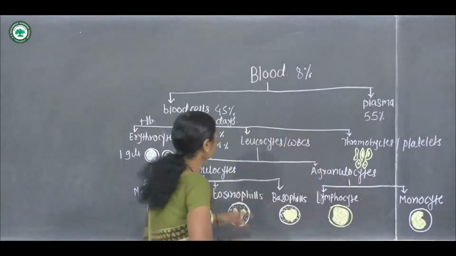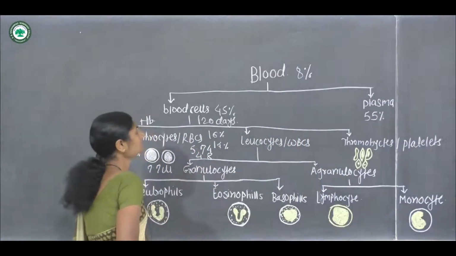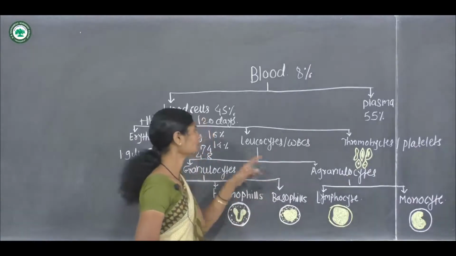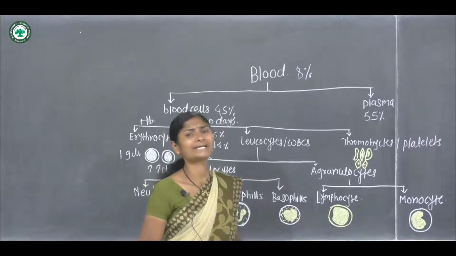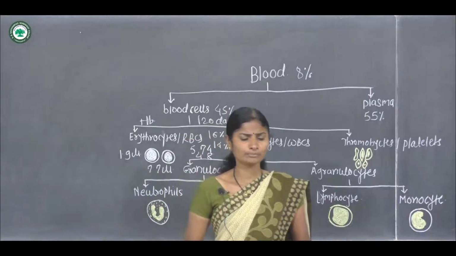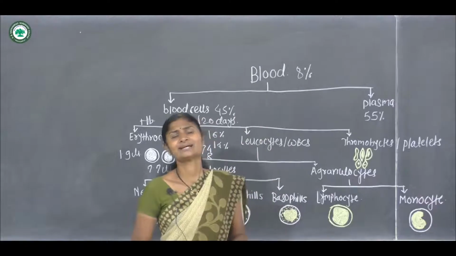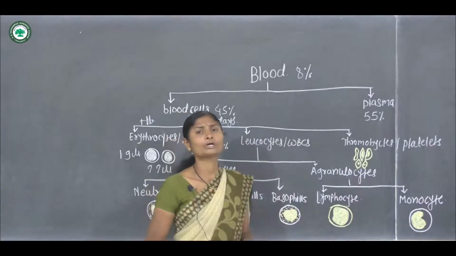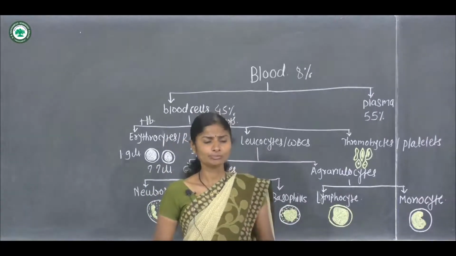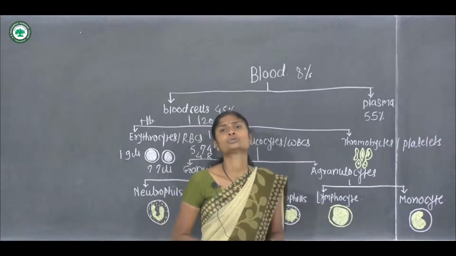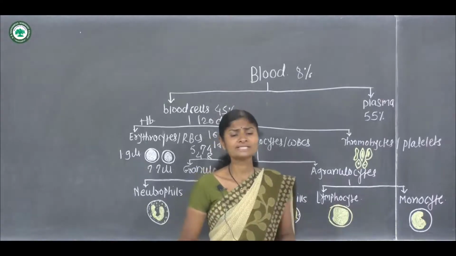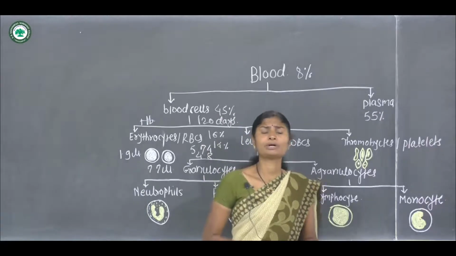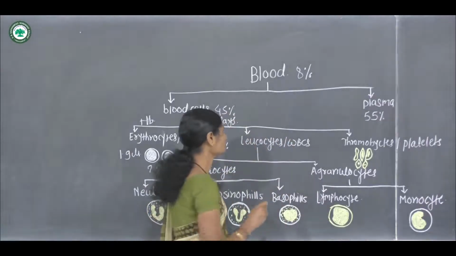The second type is leukocytes. It is also called WBCs, and these leukocytes mainly protect our body from infection. These leukocytes are colorless, nucleated, and they have the power of active amoeboid movement so that they can pass through the wall of blood vessels and travel in the connective tissue. The average number of leukocytes is 8,000.